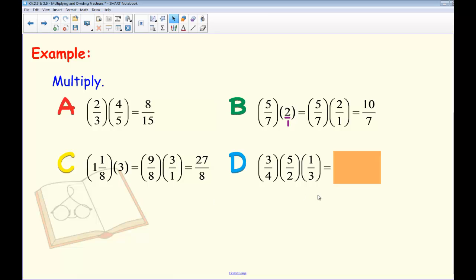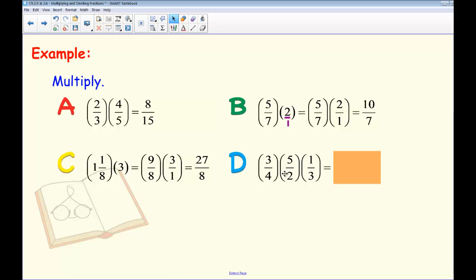And finally, in question D, we have 3 fractions being multiplied together. But don't be afraid of the question. Just because there's more fractions doesn't make it necessarily any harder. You just have to multiply one more time, that's all.